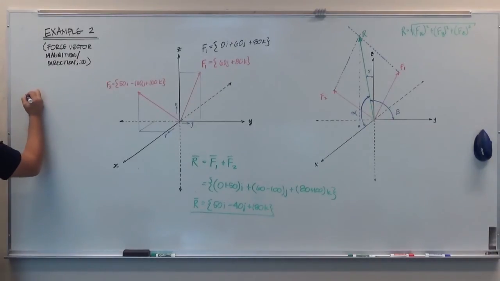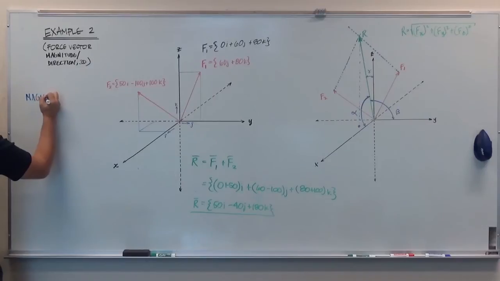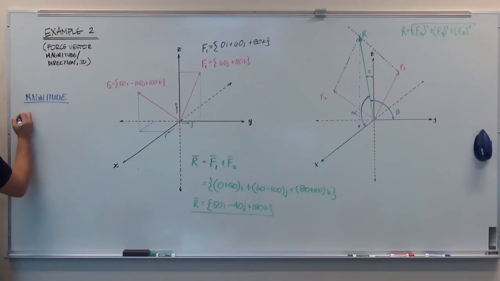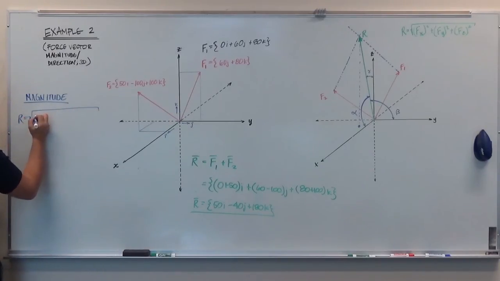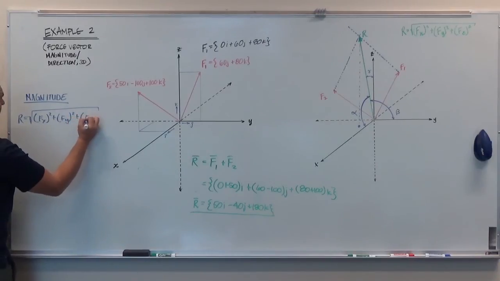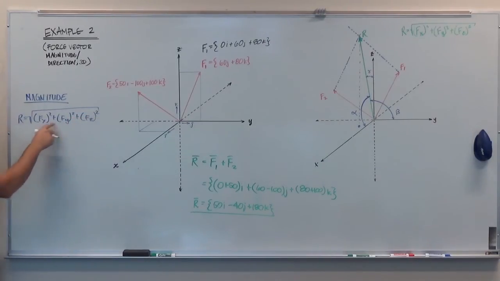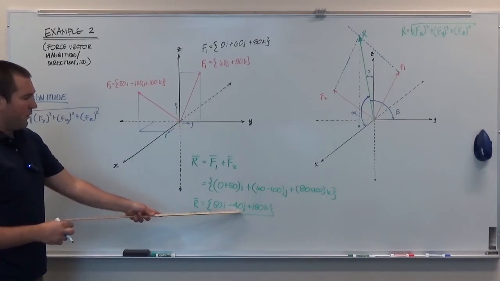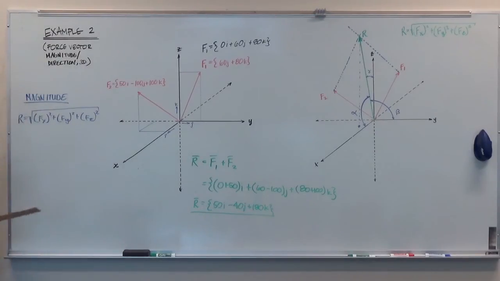So here, I'll move the work over here. We're going to look for magnitude. So again, the magnitude of r is going to be the square root of the sum of the squares. So Fx squared plus Fy squared plus Fz squared. The magnitudes of that resultant vector in each of the x, y, and z directions. And so 50 is simply the magnitude in the x, negative 40 is the magnitude in the y, and 180 is the magnitude in the z.